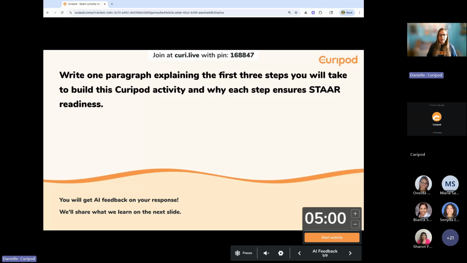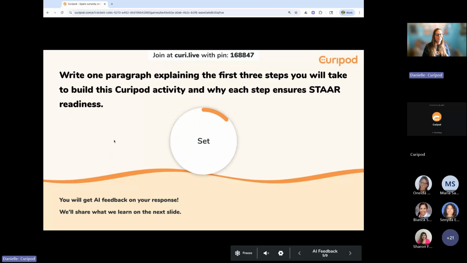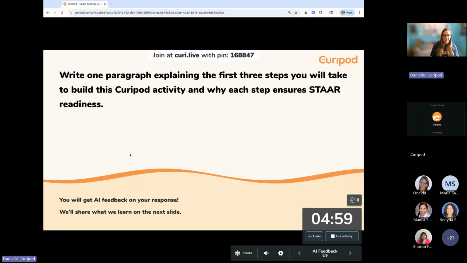It doesn't have to be a full paragraph, explaining the first 3 steps you'll take to build this Curipod activity, and why each step is important for STAAR readiness. You may not know this off the top of your head, but I just want you to think about how you might build a lesson. And again, if you've not used Curipod, that's okay. I just want you to get a feel of what this AI feedback looks like. And if you've not used Curipod, you could just say, I've never used Curipod, or how could I build an activity? I don't know what it looks like.